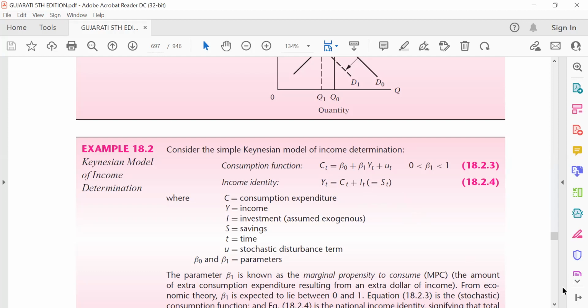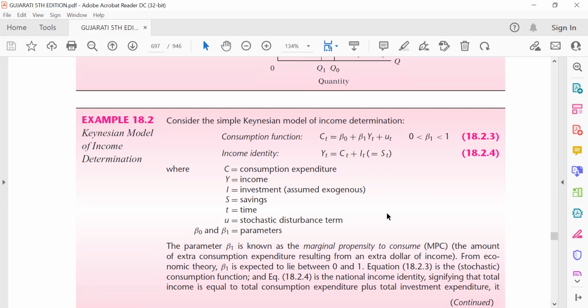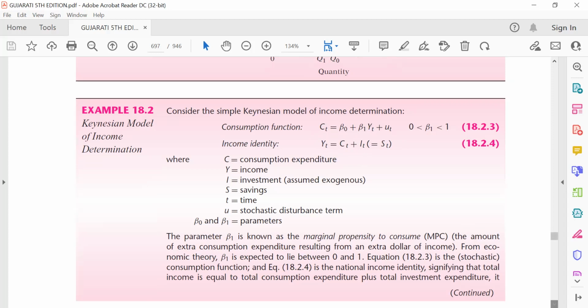Okay, the parameter beta 1 is known as the marginal propensity to consume, and beta 0 is autonomous consumption. Beta 1 has a value from 0 to 1. This is an identity. So if we insert C from equation 18.3 into equation 18.4, we can get the equilibrium identity.